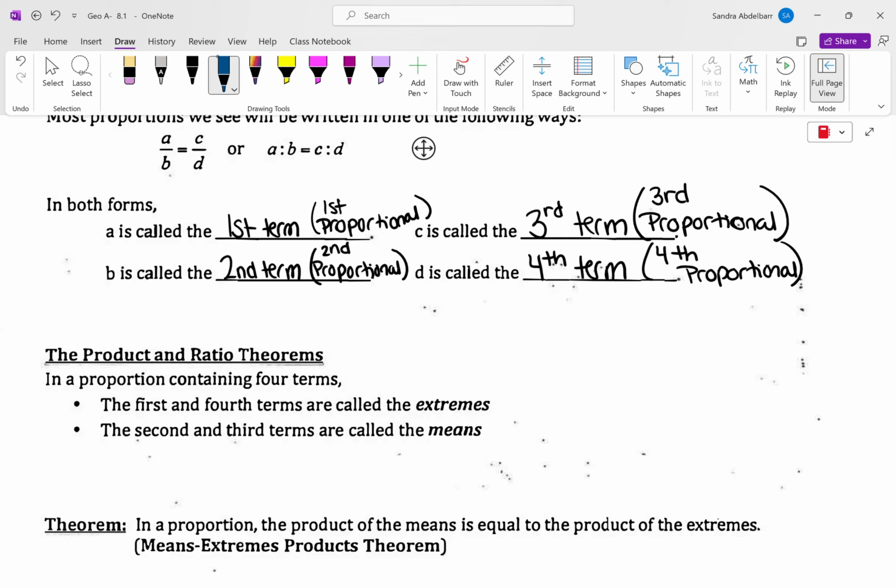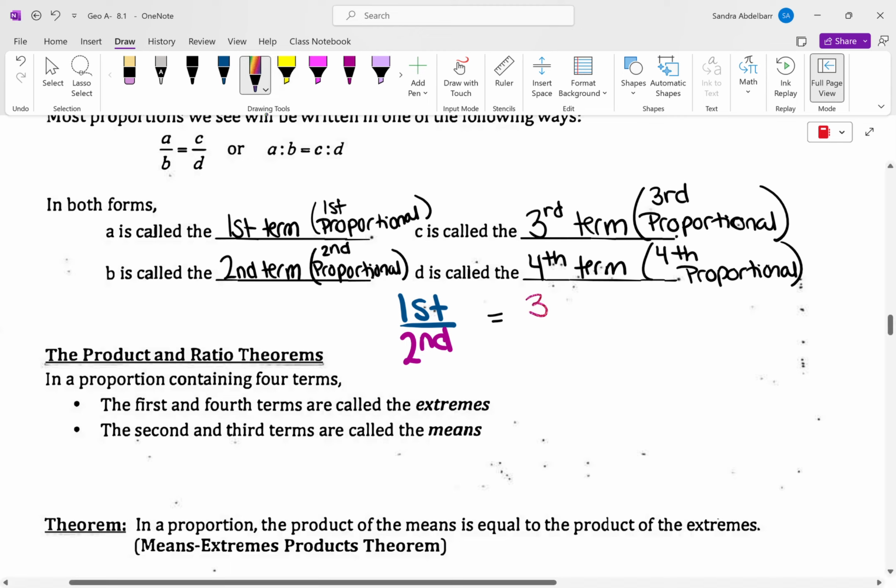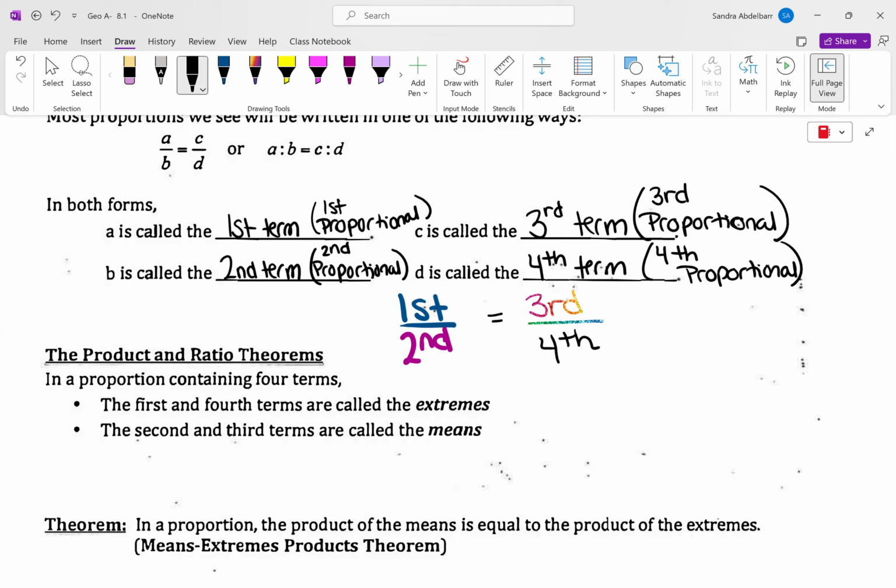And anytime you have a proportion, it's always the first over the second equals the third over the fourth. So your first term over your second term equals your third term over your fourth term.